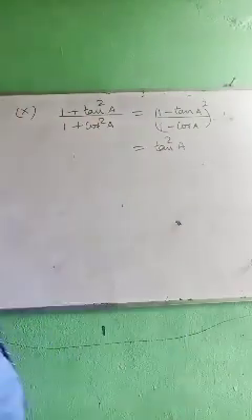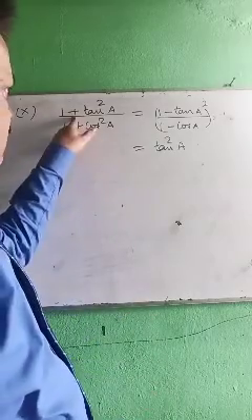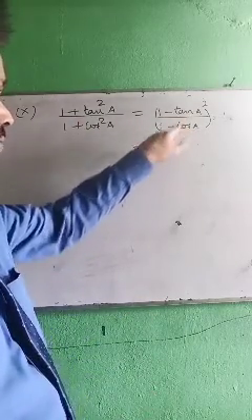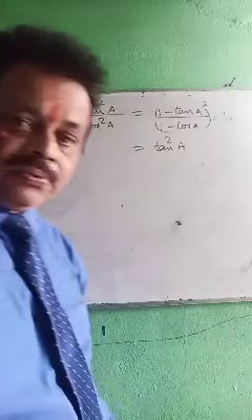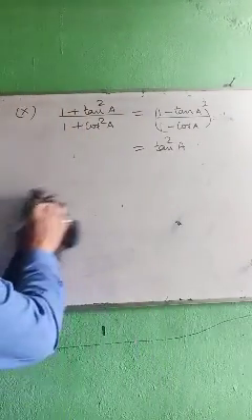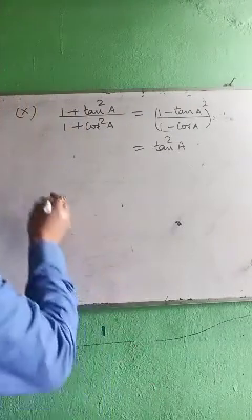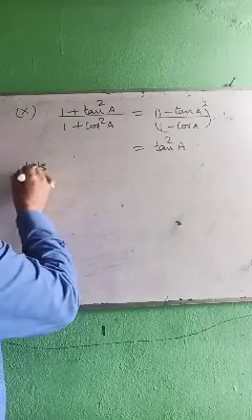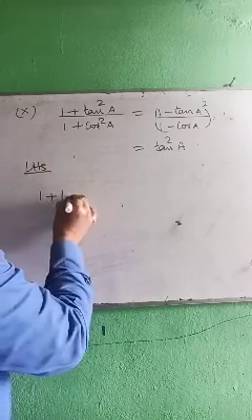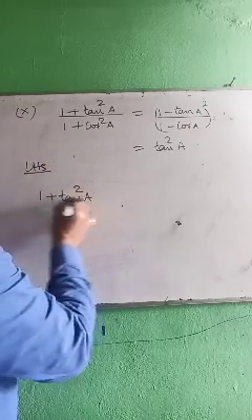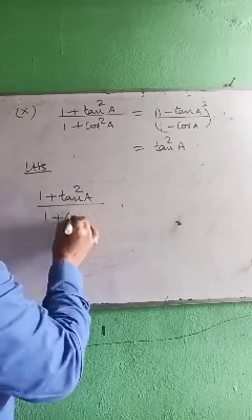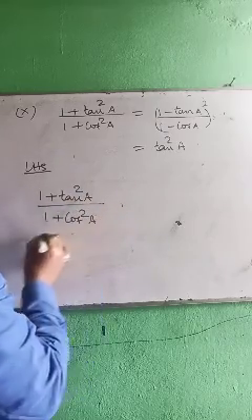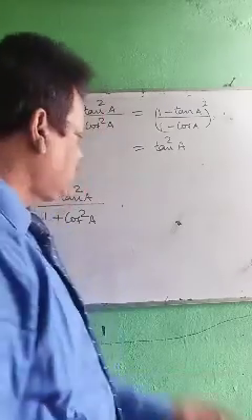There are 3 parts. Look here. Take the left hand side. You want to prove this one equals tan square A, and this one is also equal to tan square A. Both you have to prove. Okay, now look here. Left hand side: 1 plus tan square A by 1 plus cot square A. What is 1 plus tan square?